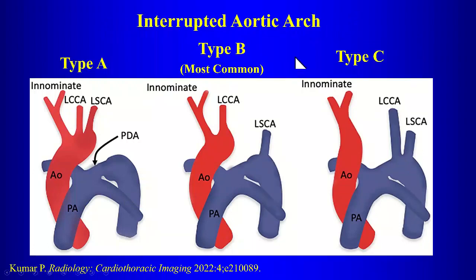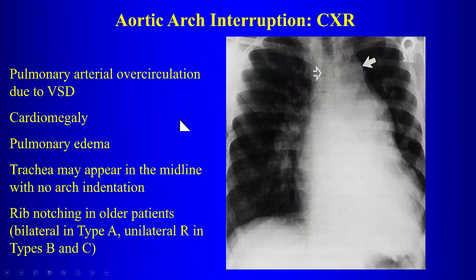Type B is the most common type of interrupted aortic arch. So you can have pulmonary overcirculation, big heart, pulmonary edema. The trachea may appear in the midline with no arch indentation because of the interruption of the arch. And then depending on where the interruption is, you would have higher pressure flow within the intercostal arteries that come off the subclavian proximal to the interruption.